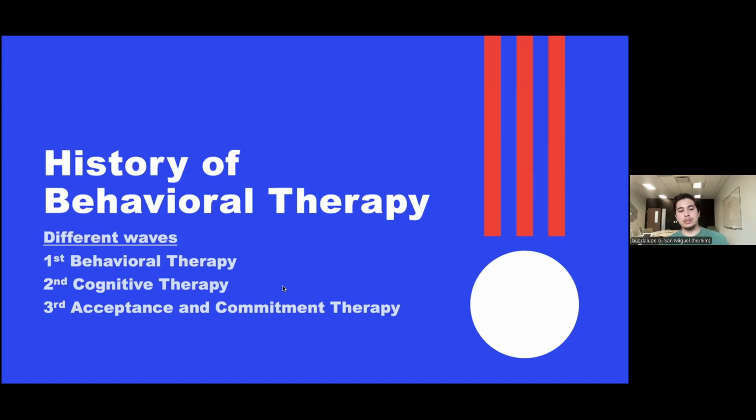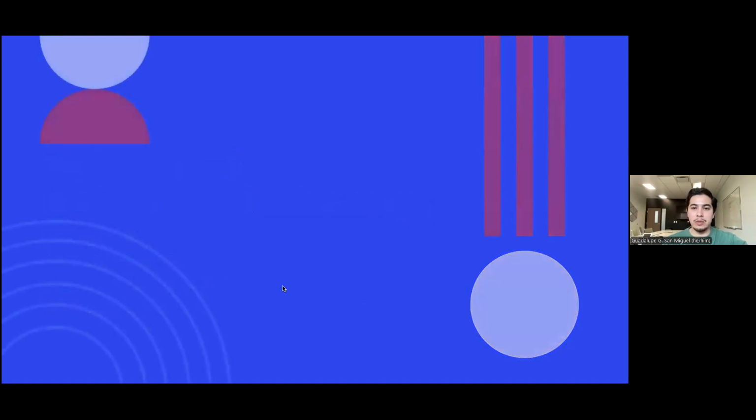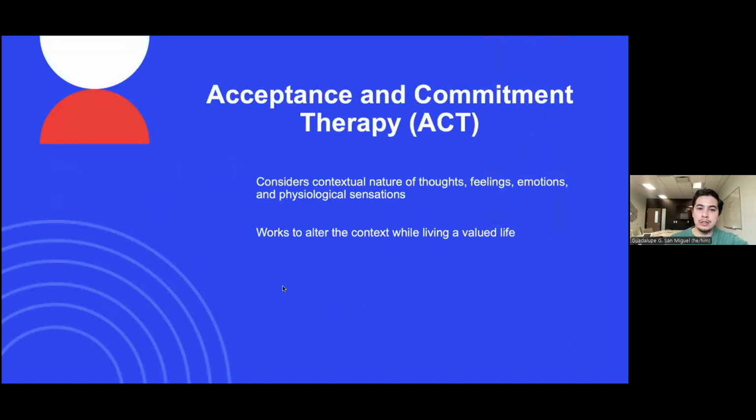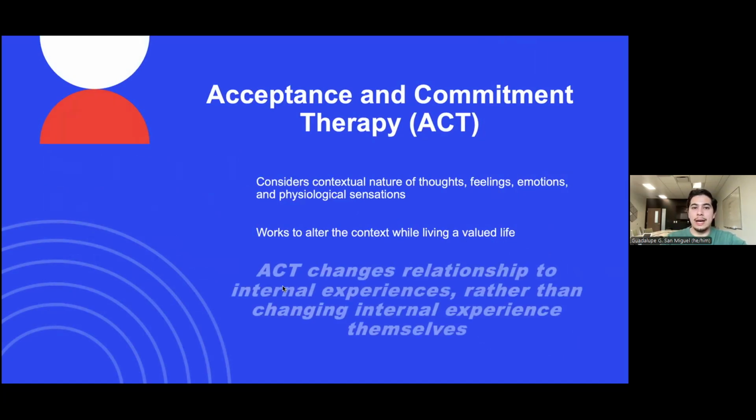Now, I wanted to mention this third wave of behavioral therapy because a major difference between this and the second and even first wave is that acceptance and commitment therapy considers the contextual nature of thoughts, feelings, emotions, and physiological sensations, and works to alter the context while living a valued life. So, in other words, ACT changes relationships to internal experiences rather than changing the internal experiences themselves.